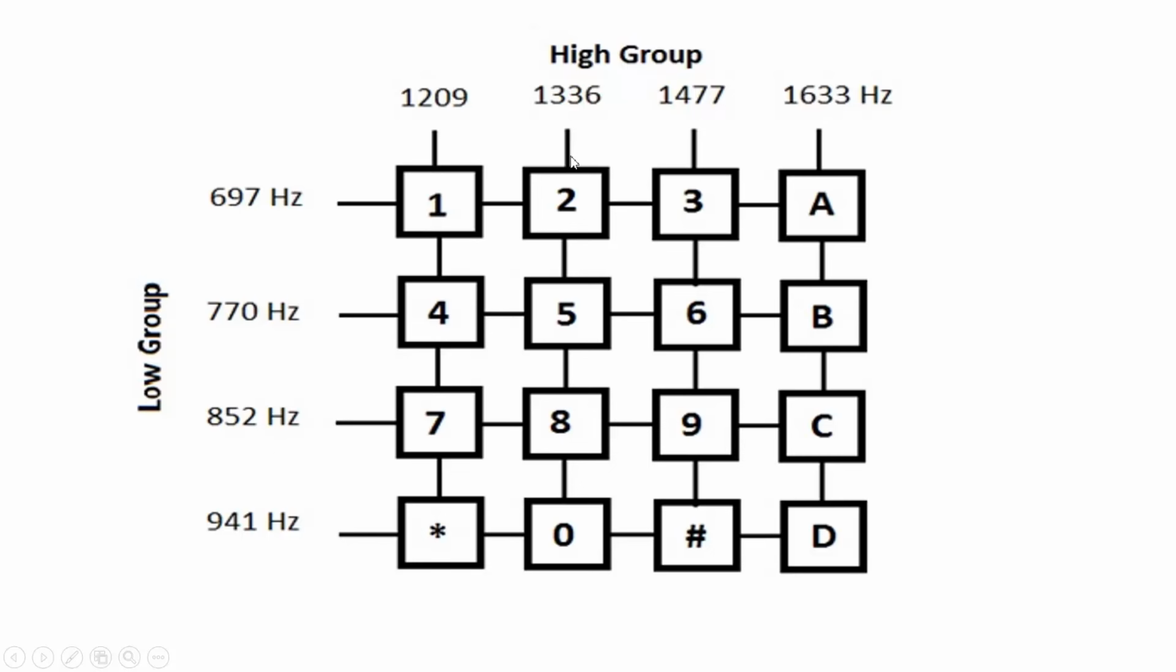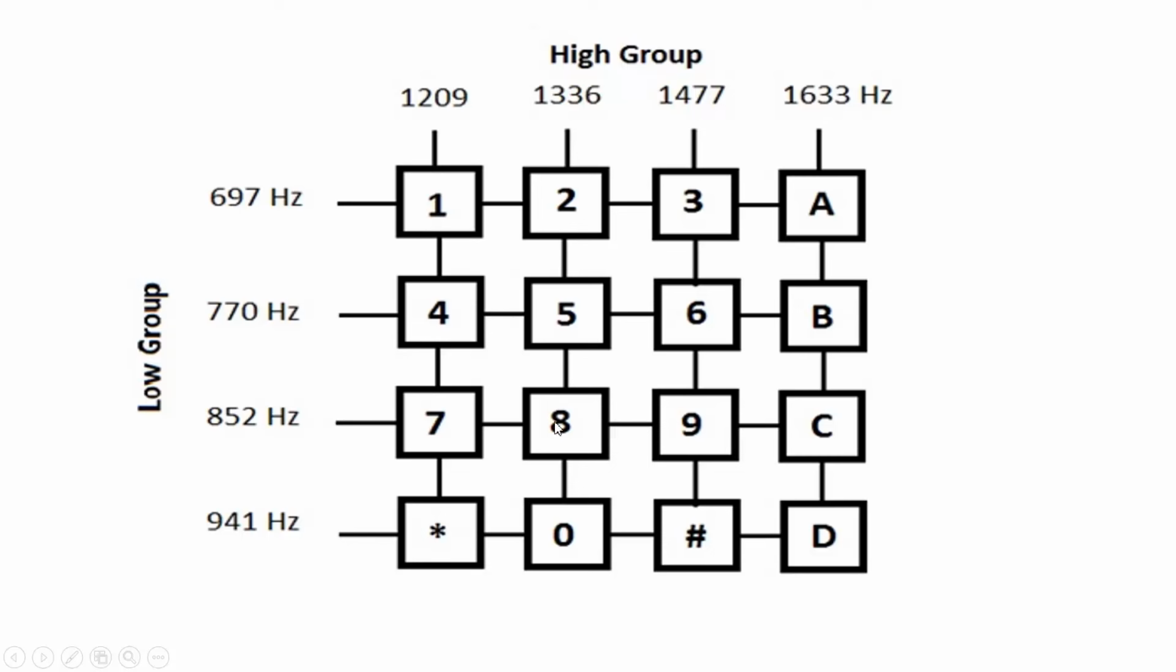In the same way, the columns are also represented by one particular frequency. First column is 1209, 1336 for the second column, 1477 hertz for the third, and 1633 hertz for the fourth column. So this forms the high frequency group and this forms the lower frequency group. Now when, let's say, 2 is pressed, what frequencies will be transmitted? 697 and 1336. So once the observer at the receiver side observes that these two frequencies are coming, he will be able to understand that 2 was pressed.